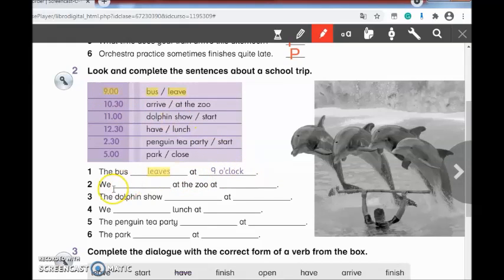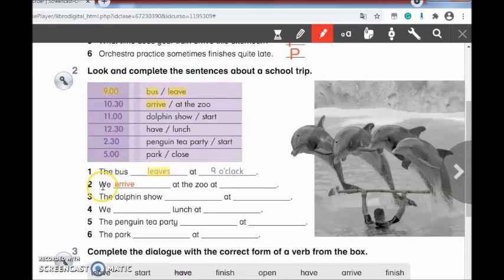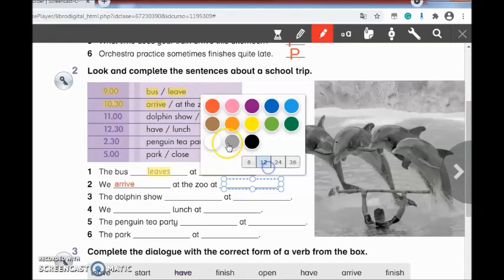Now let's see the next one. Here we have the verb arrive. We will put it in the correct form. We arrive because it is plural. We don't add anything to the verb. At the zoo. At, here we have the time, 10:30. So we will write 10:30.